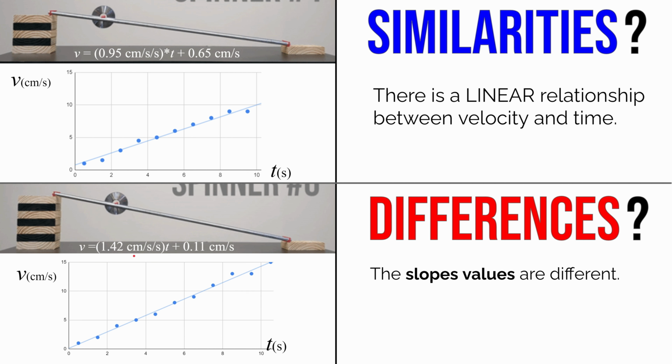So we said the slope just represents the change in velocity for each and every second, and those spinners that had less steep ramps were changing their velocity by less each and every second.